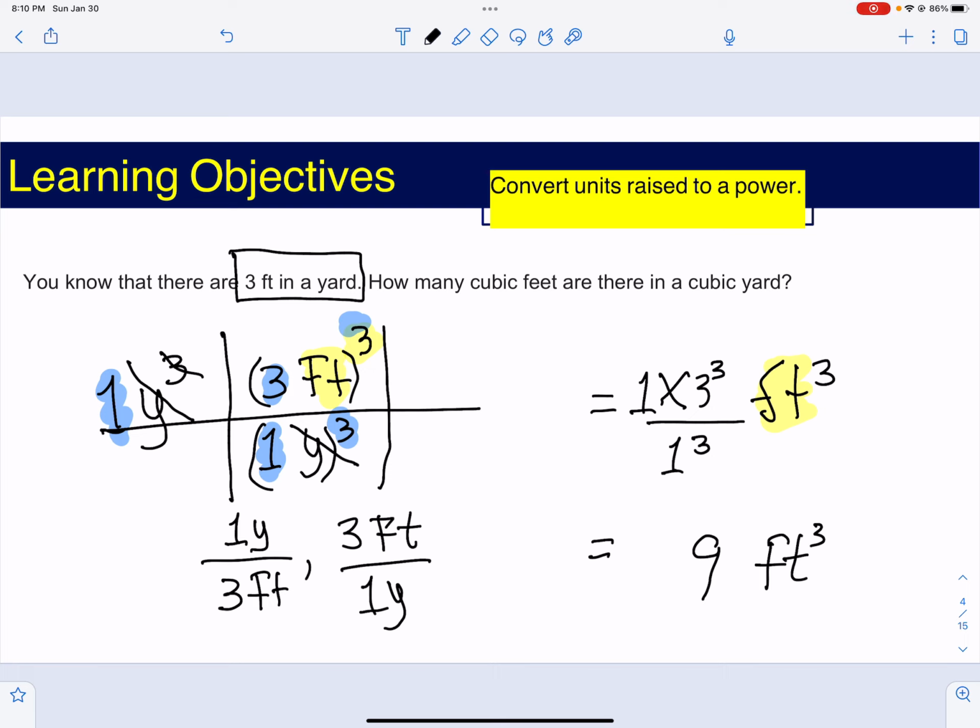So remember, all you have to do is cancel the units the way we did it before, but if they have a power, make sure that the whole conversion factor receives that power. So you're gonna be giving the power to the unit like feet, and you're also gonna be giving it to the number, like in this case, 3 for 3 feet. So it became 27 cubic feet.